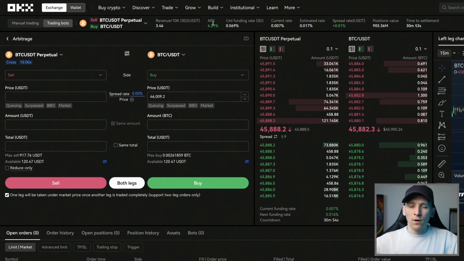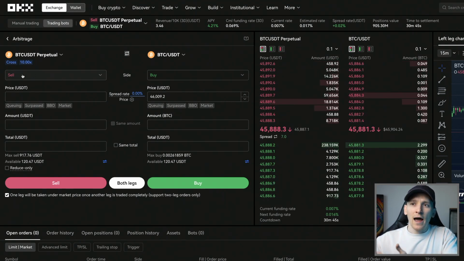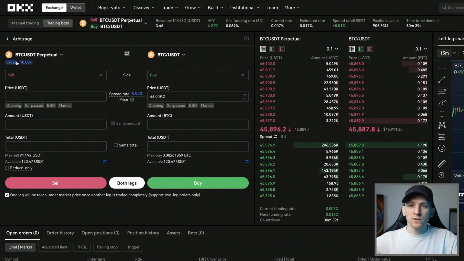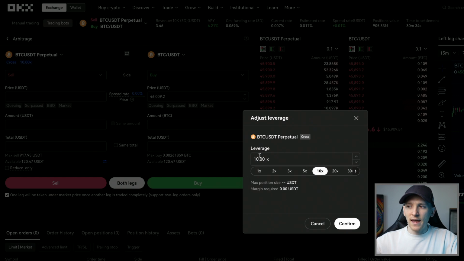Now from here we have the system choosing the sides for us. Because the funding rate is positive now, it automatically knows that to make money from this trade, we would need to sell futures to receive the funding. And that means the other side is to buy in the spot market. So from here, sell and buy. Now you can choose the leverage that you're taking in the futures market. You don't have to take any leverage here. So you can use 1x leverage, but that just means you have to fund the trade on both sides.